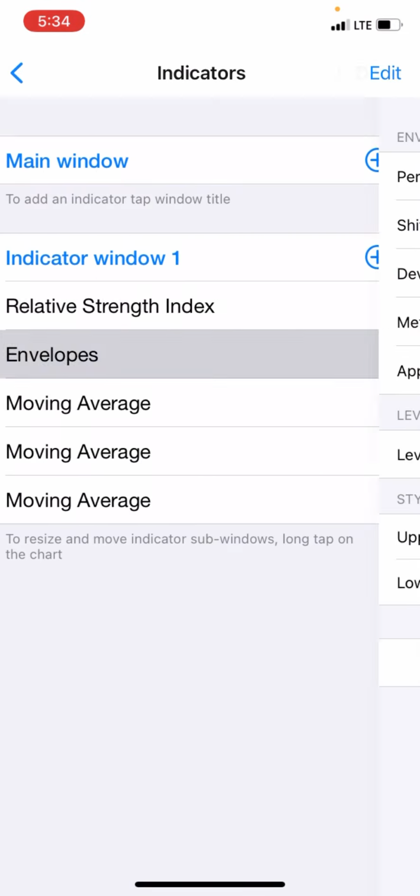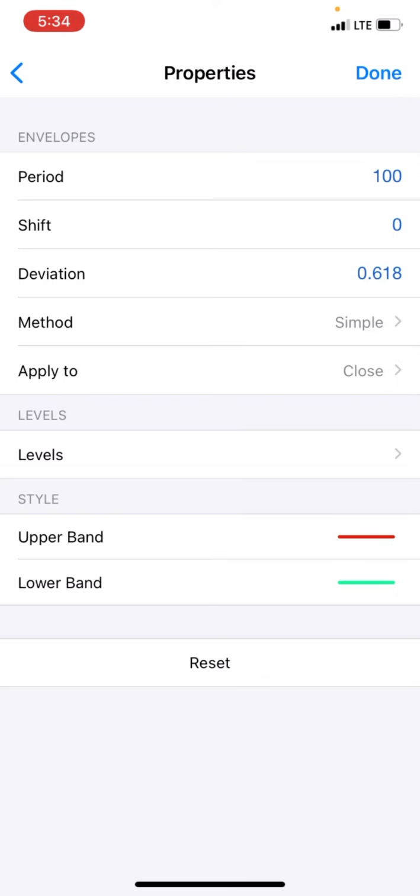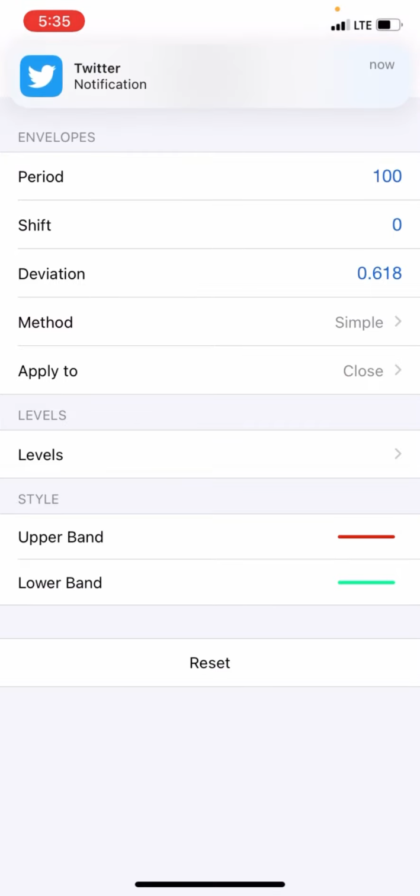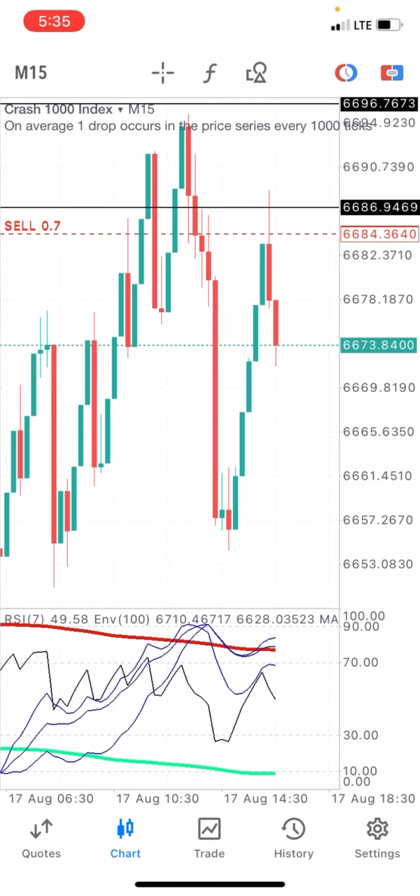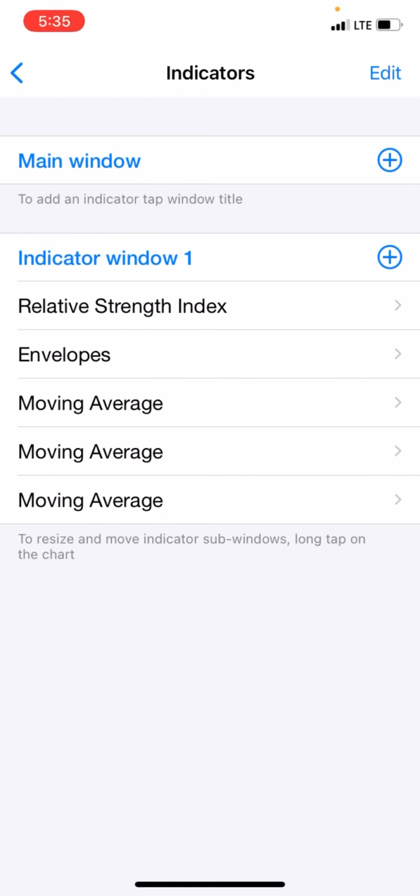The next one I want to be adding is your envelopes. Period 100, shift 0, deviation is 0.618. Method is simple, apply to close. Upper band red, lower band green. Those are the areas you want to be looking at on your indicators. If price hits your red area, that's your resistance area, that's where you want to be selling from. Once you're done with that, you just click done, and then add the next one.